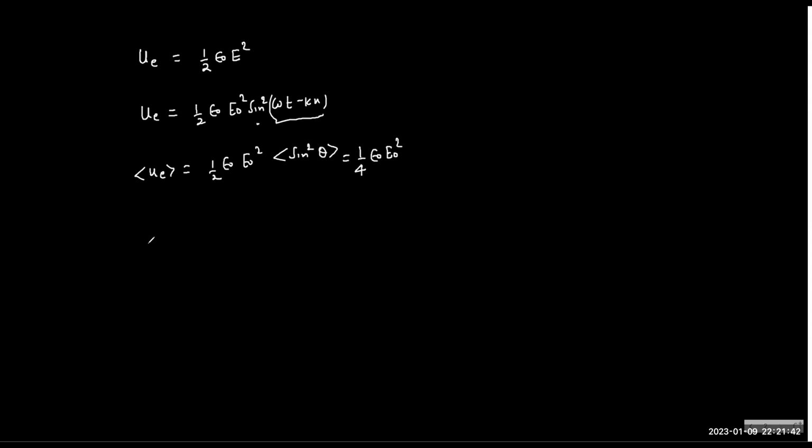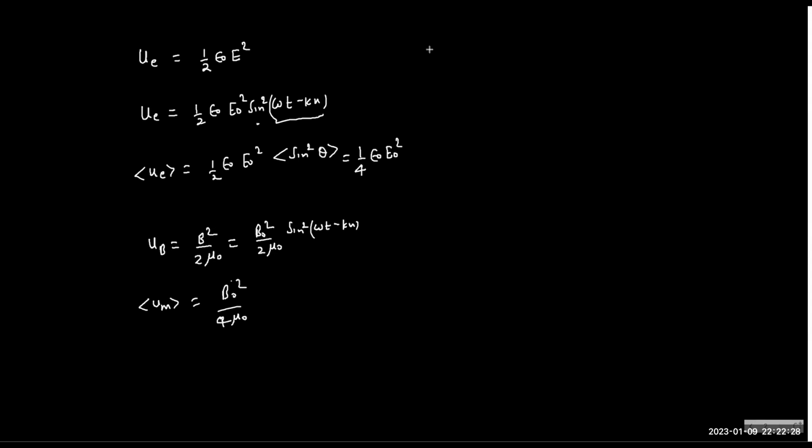Similarly, what is the magnetostatic energy density? We know the formula: U_B is B square by 2 mu naught. So it will become B naught square by 2 mu naught sine square of omega t minus kx. Therefore, if you take the average of this, the average will be, again I'm writing directly here, I hope you have understood why I'm writing like this. The average magnetic energy density will be B naught square by 4 mu naught.